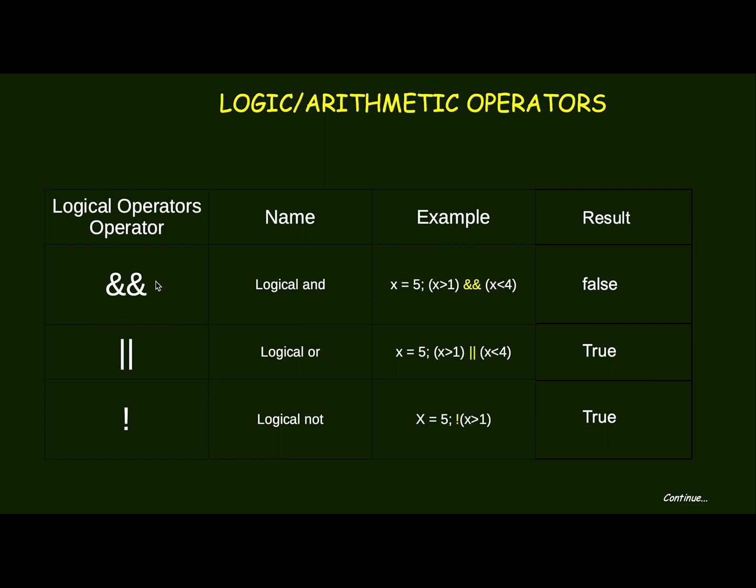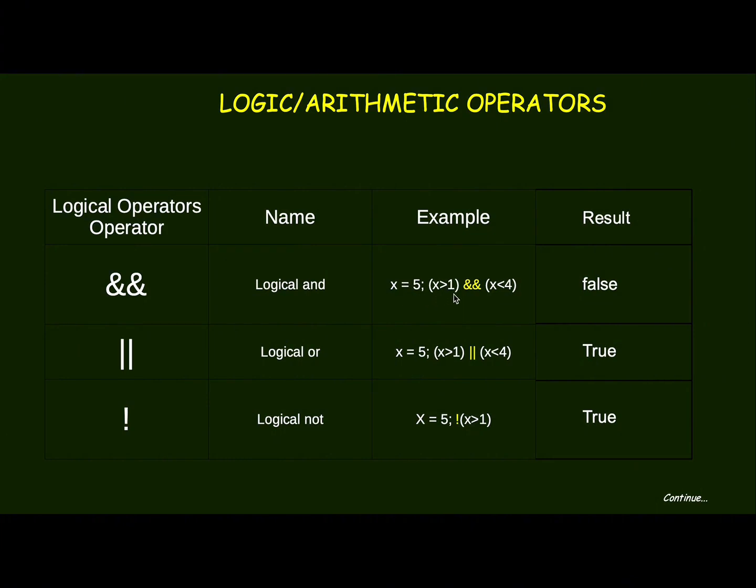So the first one is the logical AND. Anywhere you see it, it's called the logical AND. Now let's look at the example. In this simple statement, you are telling us that you assigned 5 to x. Anywhere you see x, it means you have to substitute 5 into that position. So we will say that 5 is greater than 1. So x is equal to 5, and we have assigned 5 to x.